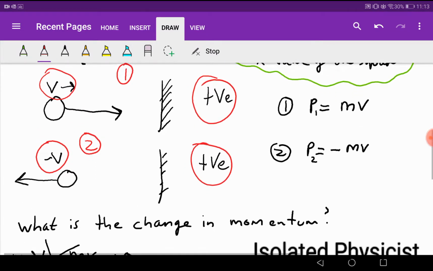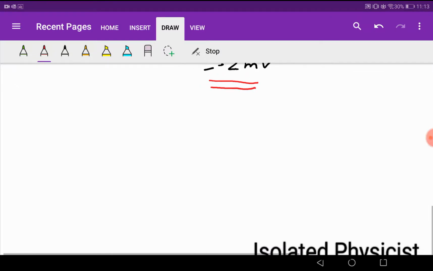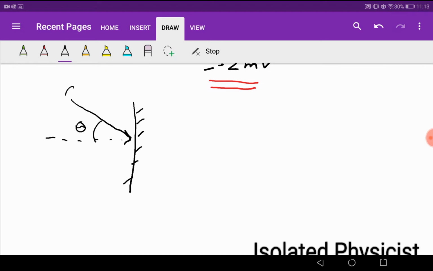Now, that's if the ball was going straight at the wall. If the ball was not going straight at the wall, say it was coming at some angle here, and it came out at exactly the same velocity and the same angle to the vertical.